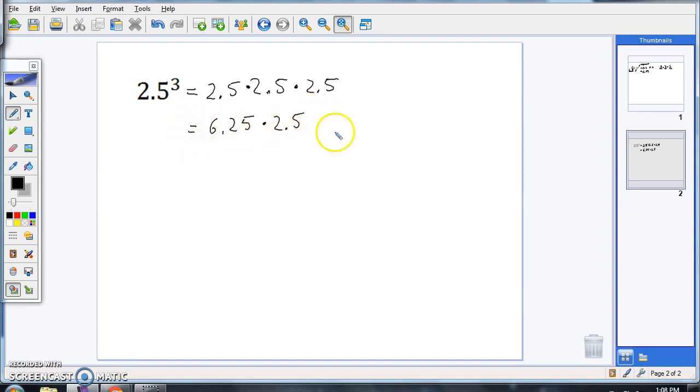And if you look at the multiplication, and I'm not going to write it all out here, but 6.25 times 2.5 is twice this plus half of this. So twice that is 12.5, and half of it is 3.125. So together those are 15.625. Again, we have 3 decimal places in the answer because we have 1, 2, 3 in the problem.